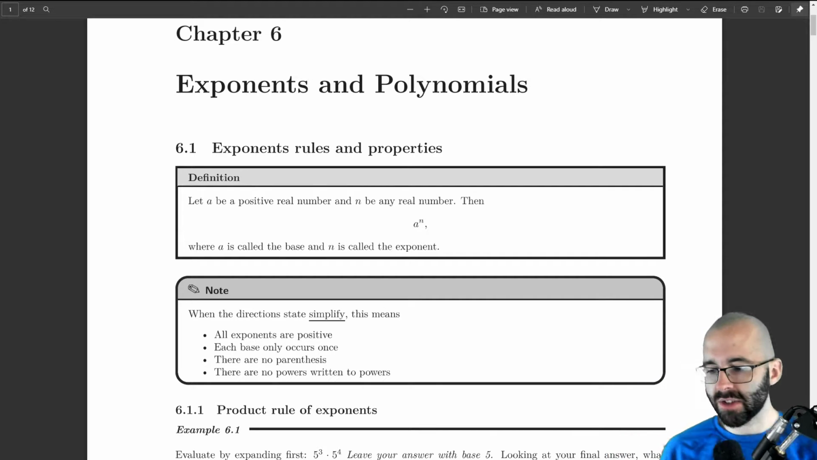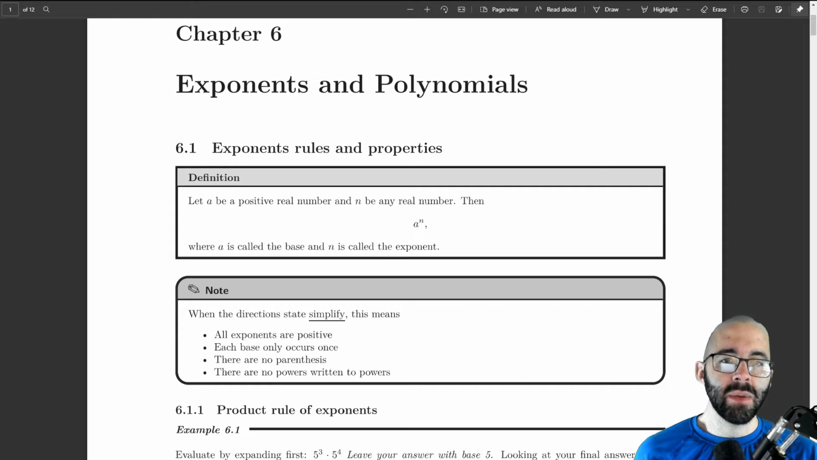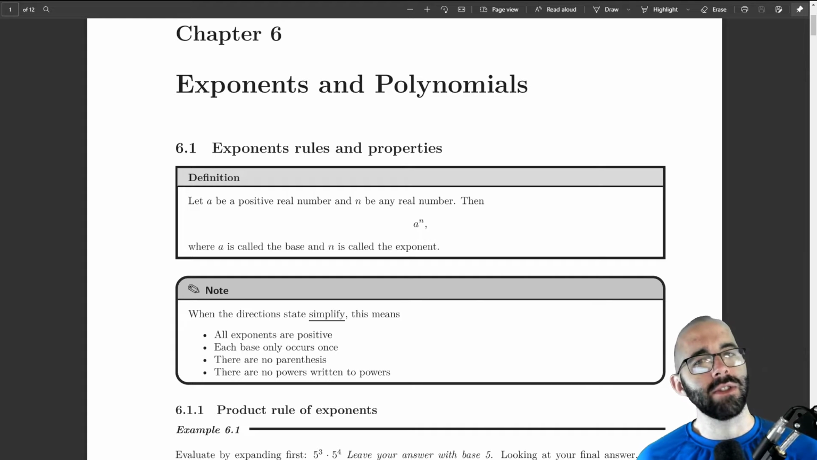So let's get some terminology out of the way so we know that we're all talking about the same stuff. If we have a positive number a and n is any real number, then we have a to the nth power, is how we say it. a is called the base of the exponential, and n is called the exponent of the exponential. Okay, so this is what we're going to be dealing with in the first half of this week.